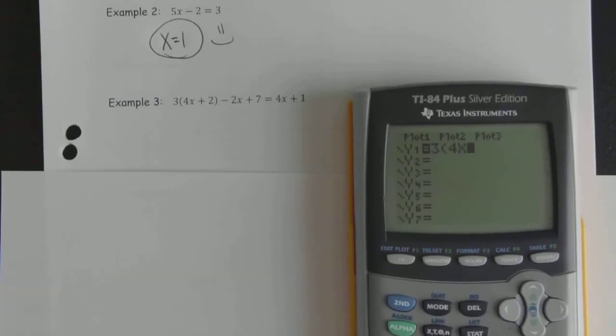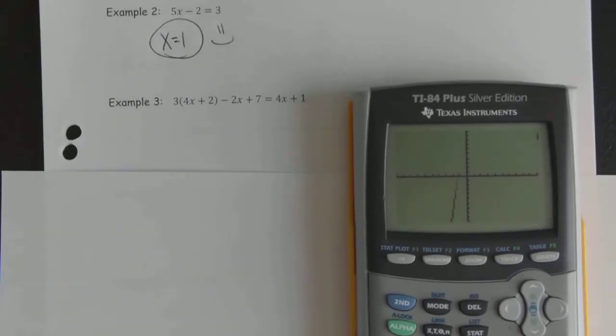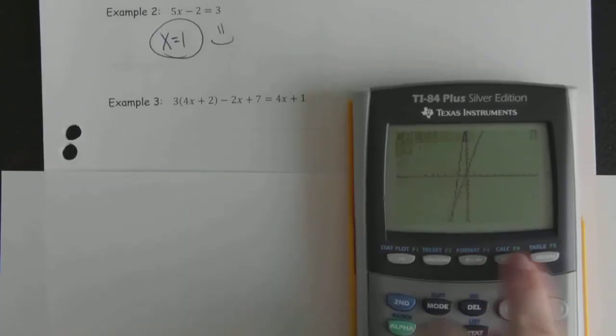Okay. Here we go. 3 parentheses 4x plus 2 close parentheses minus 2x. Make sure it's minus on the right, not negative. Minus 2x plus 7. In Y2, 4x plus 1. Graph. Let's see what we have here. Okay, yeah, they're intersecting about right here. So my window is still sufficient.